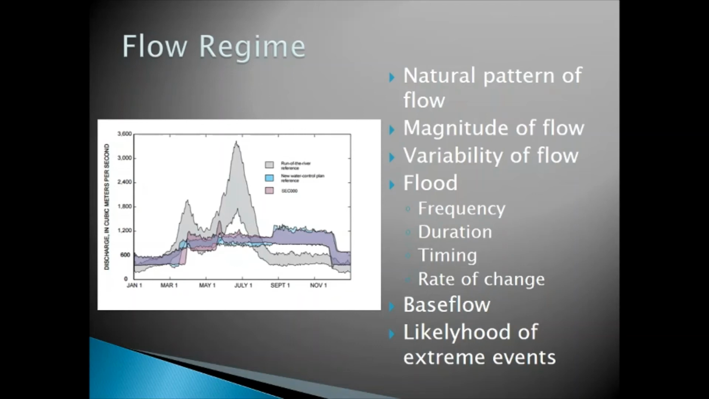And when we talk about the flow regime, we have to think about a variety of different things. The magnitude of flow, so how much water is coming down, how that's varied throughout the year, or from year to year. What are the floods like? How often do floods happen? How long do the floods last? When do the floods happen? And how fast do they change?